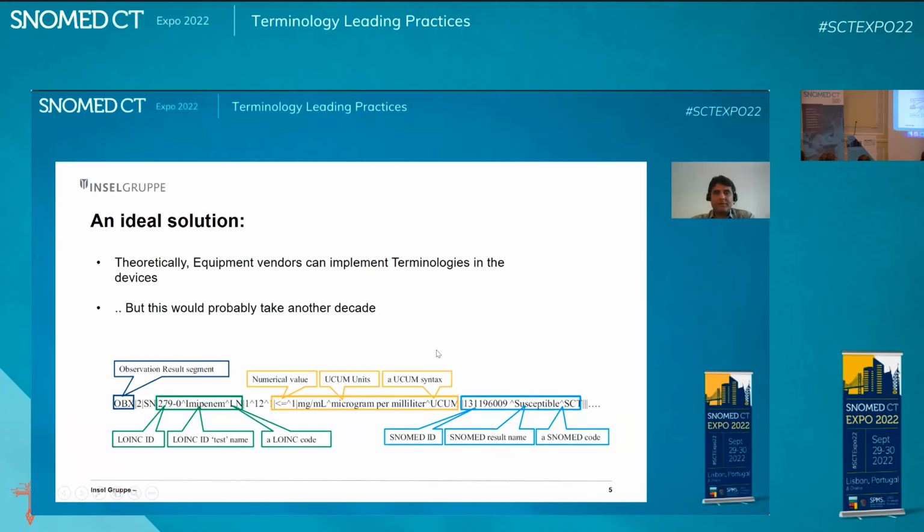This is an ideal solution, but unfortunately this has not been implemented, to my knowledge, anywhere in the world. Theoretically, it can be done, but there are many obstacles, and this might take another decade or many more years to be implemented. Thus, we need this manual mapping or semi-automated mapping to terminologies.